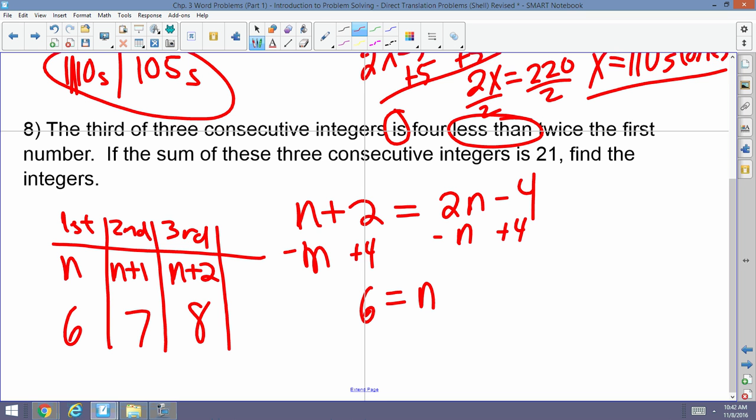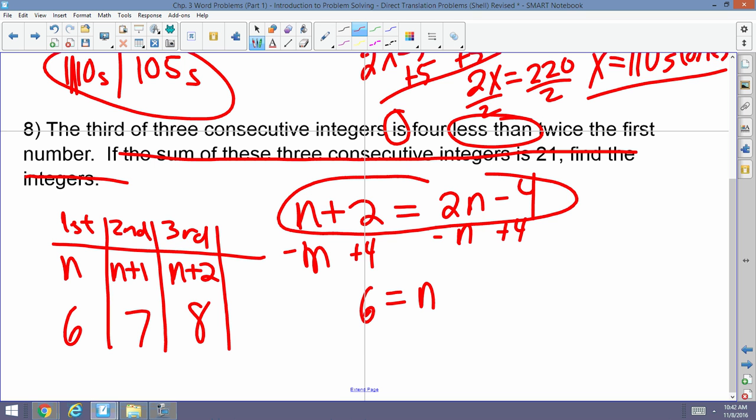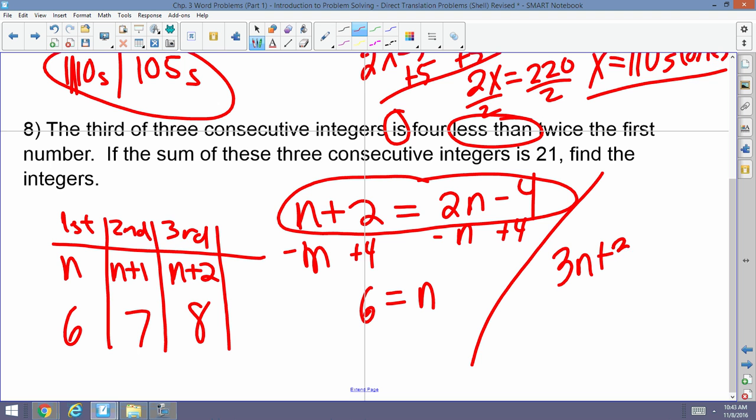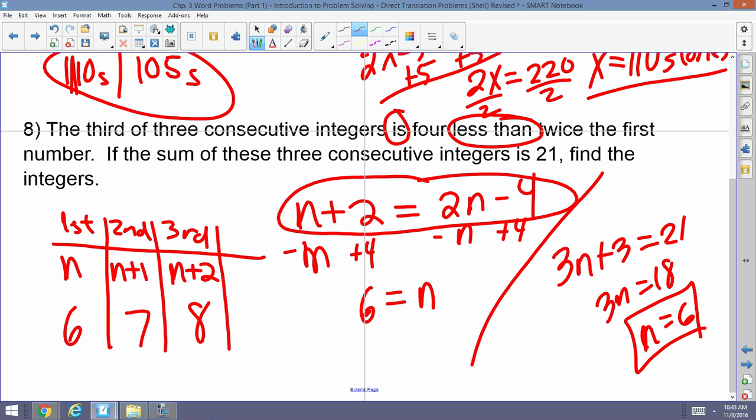Now, in this one, I gave you extra information I didn't even really need to give you. This part here, I didn't even need to give you because I already set up an equation, okay? Now, you could have done it like this as well. Since I gave you this second part, you could have just said, wait a second. The sum of the 3 consecutive integers is 21. So I could have just gone 3n plus 3 equals 21. 3n equals 18. n equals 6.